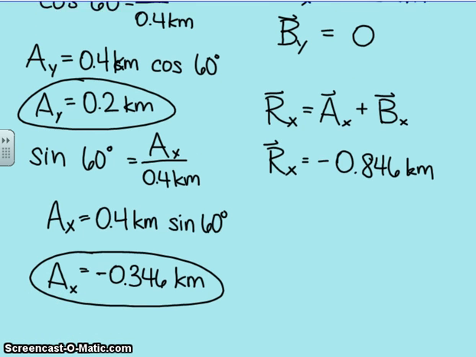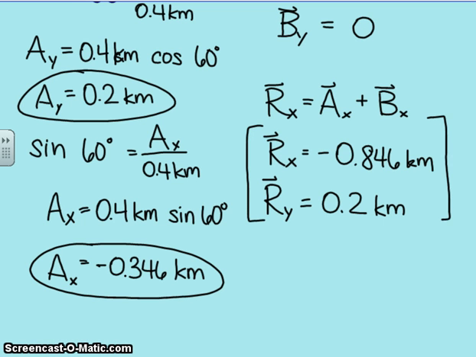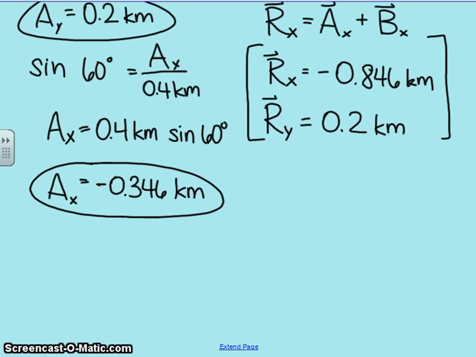Adding the y components together, I have 0.2 plus 0, and so I get 0.2 kilometers as my y component. Once you get the x and y components of your resultant, you can almost ignore the remainder of the problem. Trying to find the magnitude and the direction of the resultant vector is the same thing as adding these two components, which happen to be perpendicular vectors.